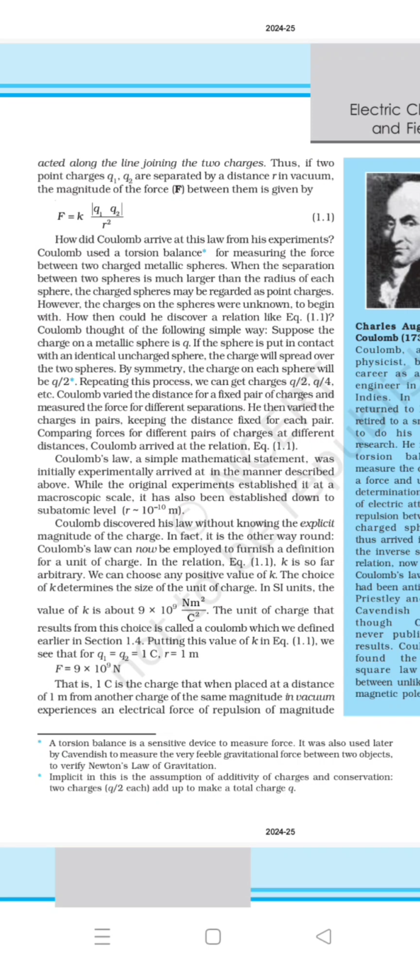Coulomb thought of it in the following simple way. Suppose the charge on the metallic sphere is q. If the sphere is put in contact with an identical uncharged sphere, the charge is spread over the two spheres. By symmetry, the charge on each sphere will be q by 2. Repeating the process, we can get q by 2, q by 4, etc.